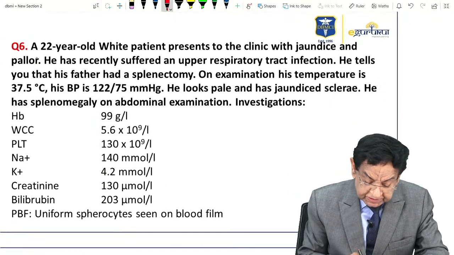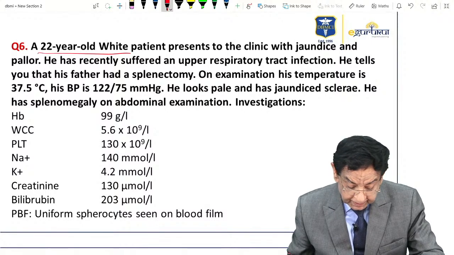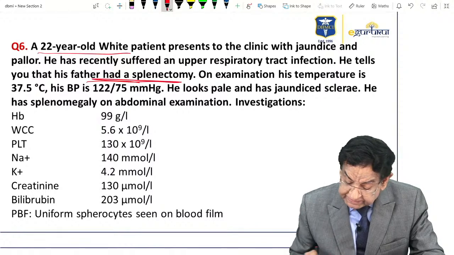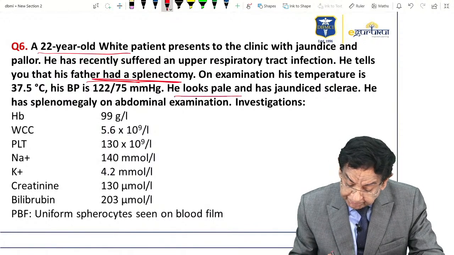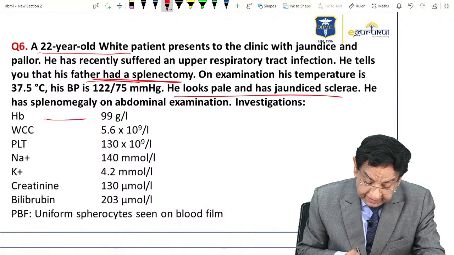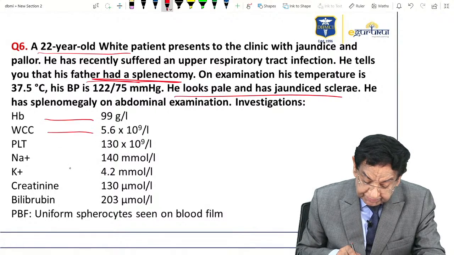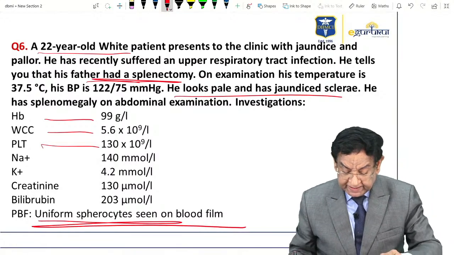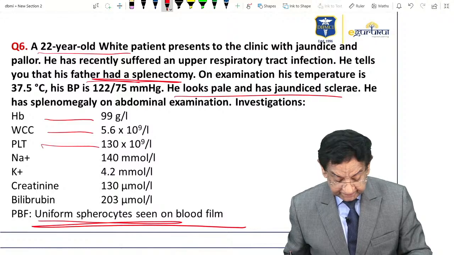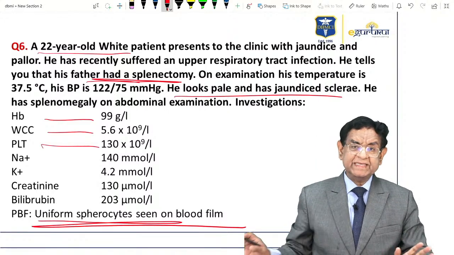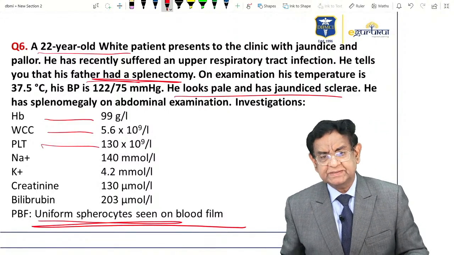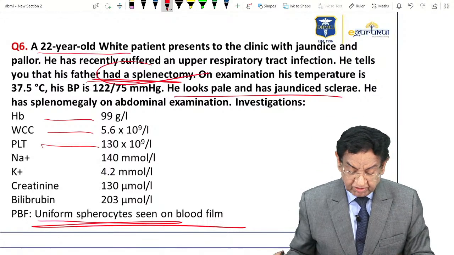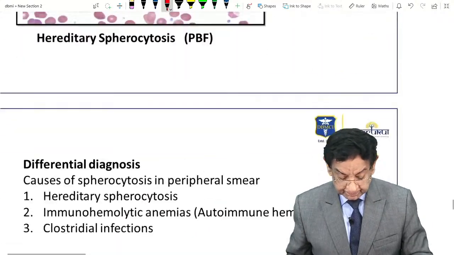Question 6: a 22-year-old, and his father had a splenectomy. He looks pale, jaundice. Hb 9.9, WBC count, platelet count; uniform spherocytes are seen in the peripheral blood film. Well, by now your basic concepts are very clear. Remember, his father had a splenectomy also. His father had the same problem.